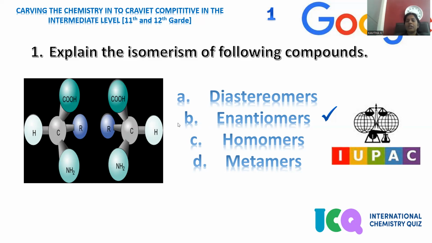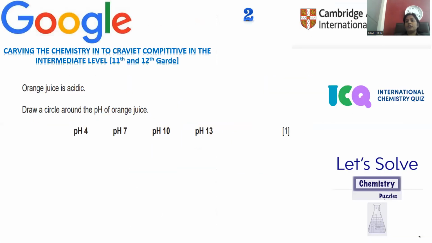Homo means same. But these are not homomers, rather both are enantiomers. If you see mirror reflection among both, that is called enantiomeric relation, right? Question number 1, answer B is the correct answer. Move on to the second question.